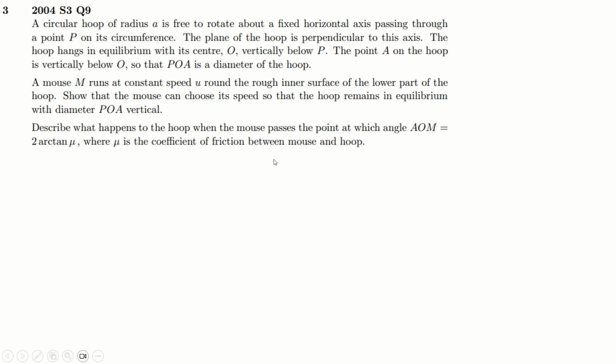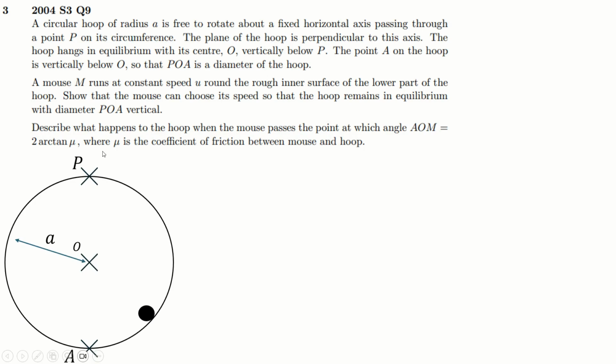So this is the third question for the mechanics step 3 support booklet. We've got a circular hoop with a mouse running inside it, so we know it must look a bit like this, I guess. The hoop is suspended from P, so there must be some kind of tension force holding it up. Not that this will matter in any way.